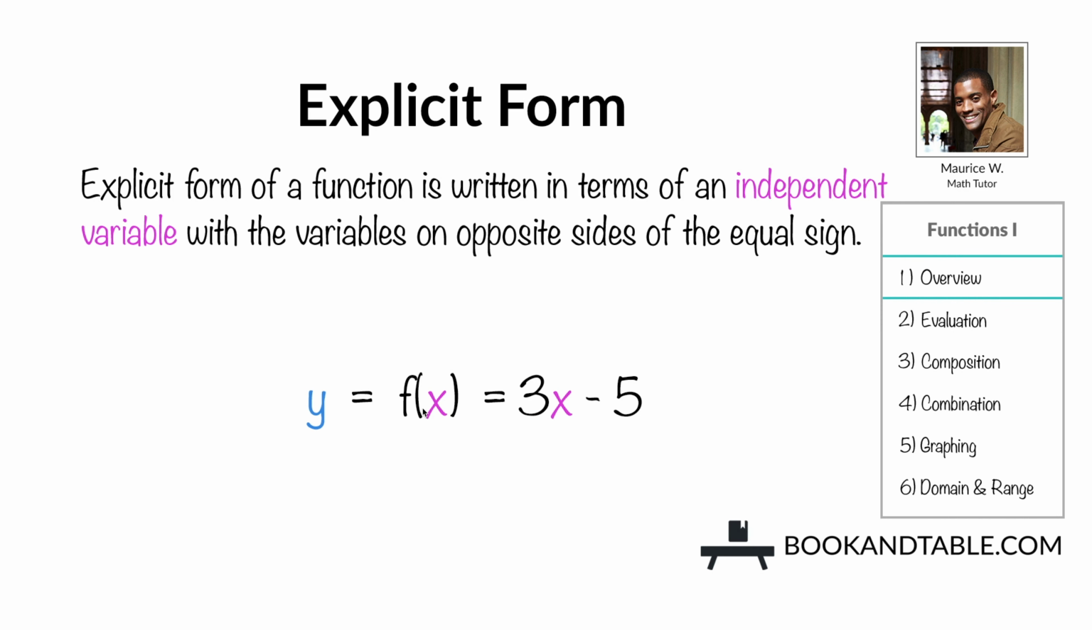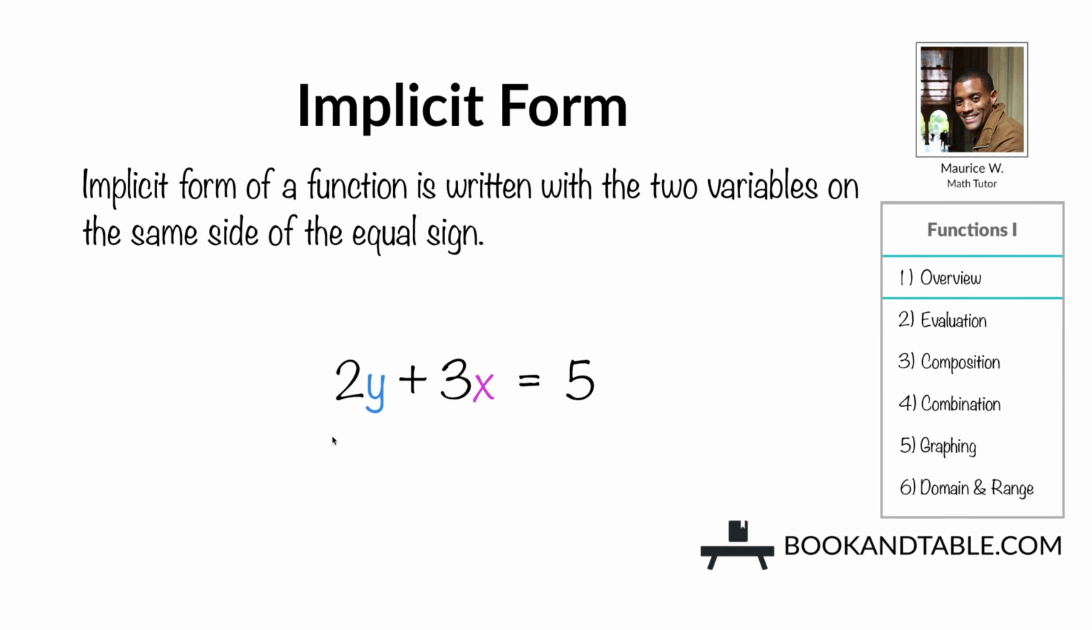This would be another example. f of x is equal to 3x minus 5. And f of x represents the y value at a specific x value. So this is explicit form. Implicit form of a function is written with the two variables on the same side of the equal sign. So 2y plus 3x is equal to 5. We still have the same variables, but now the x, instead of being on the right side, is on the left side, along with our second variable. So that is the difference between explicit and implicit form.